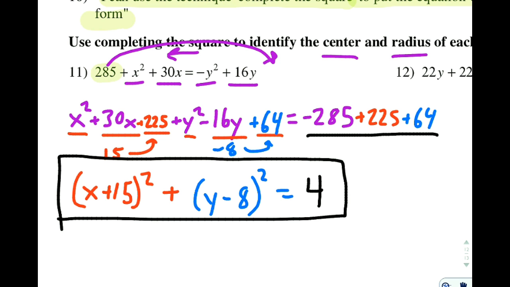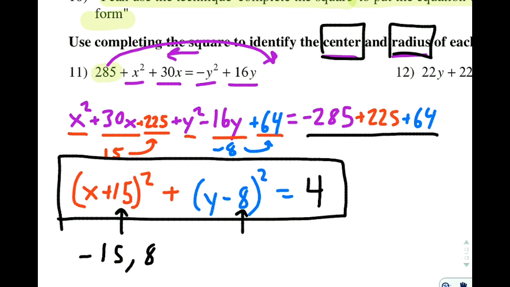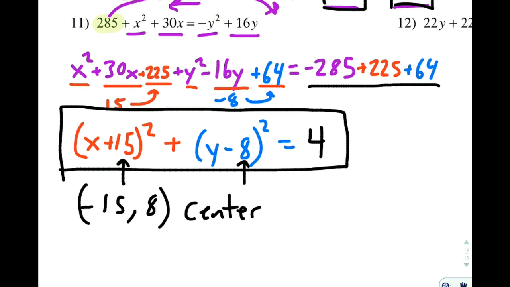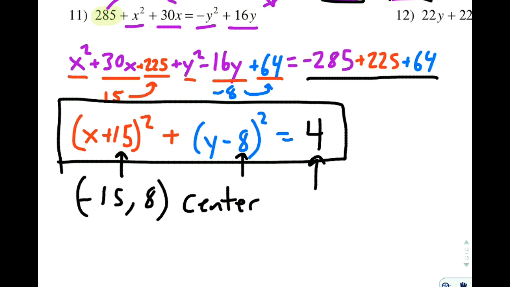So if I need to, I can still identify my center and my radius. My center is going to come from the opposite of this and the opposite of this, the terms that make these groups go to 0. So negative 15 would make the x group go to 0. Positive 8 would make the y group go to 0. That is the center of my circle. My radius is the square root of this, because this number 4 represents r squared. So if I square root both sides, then my radius is going to equal 2. So that would be how you find the center and radius by completing the square.